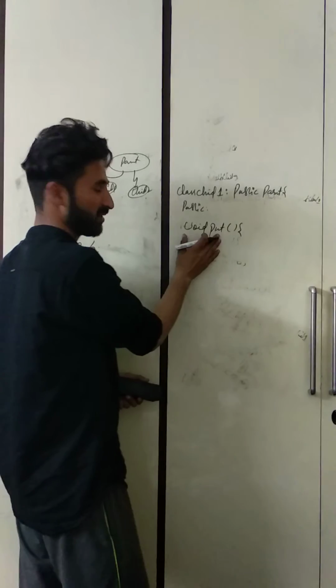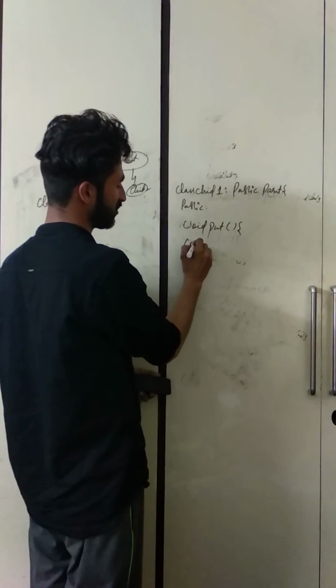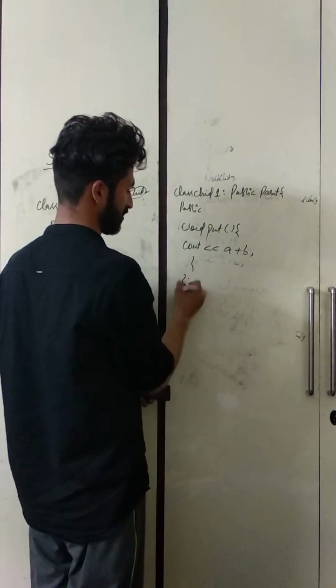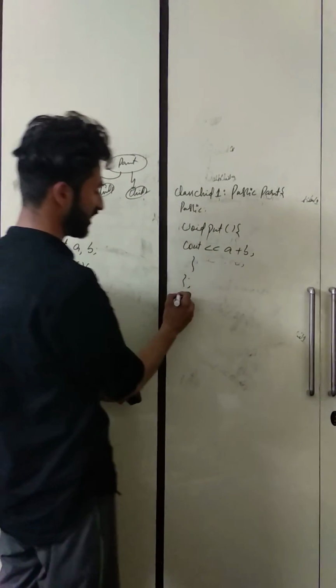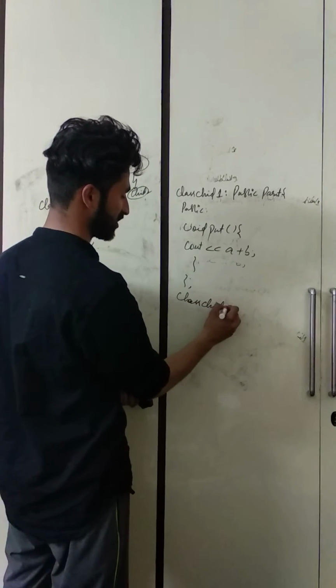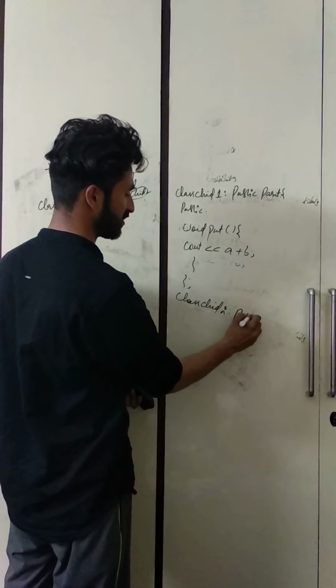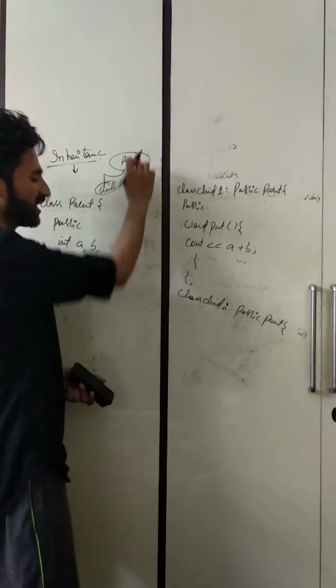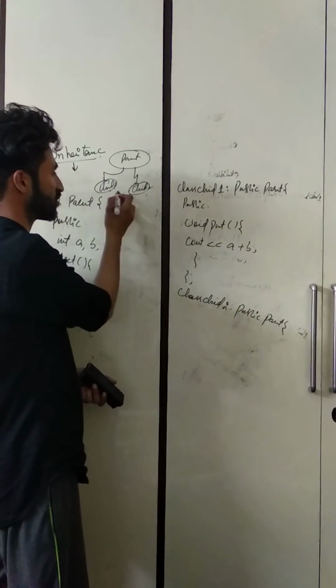I am writing a member function put here. I am writing cout a plus b. This child 1 is complete. I am writing child 2 class, child 2 that inherits public parent. It is child 2 inheriting the parent. There is no connection between these two children.